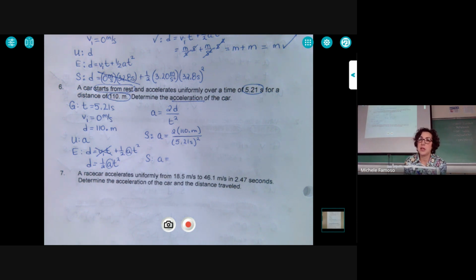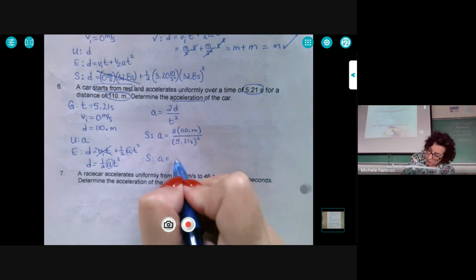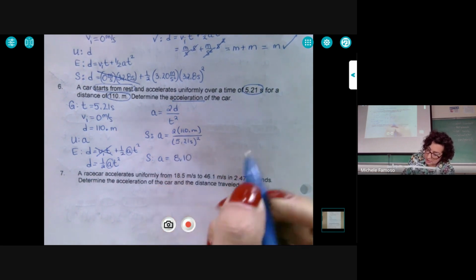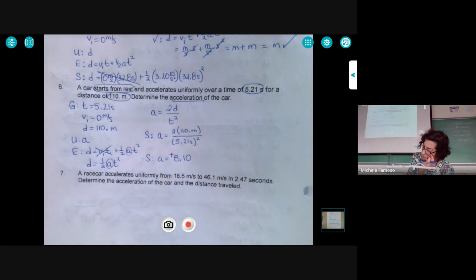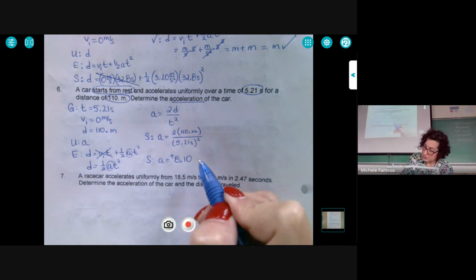2 times 110 divided by 5.21 squared. They gave me 42.2. Oh, because I didn't do the square. Hold on. Yep. Okay, how many sig figs do I need? It's 110 point meters and 5.21 seconds. Thank you. And what is the direction of this acceleration? And the units? Wait, yeah, per second squared.